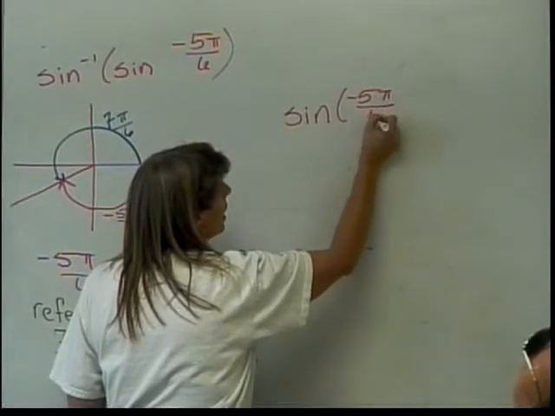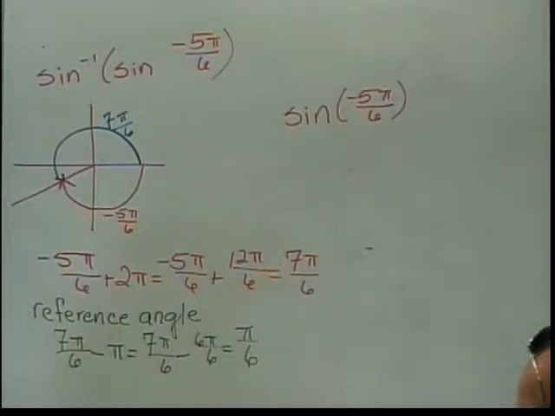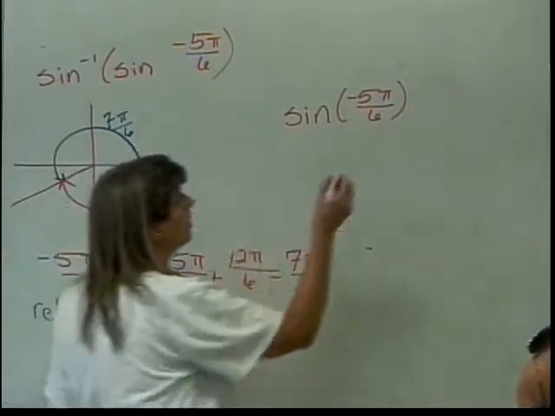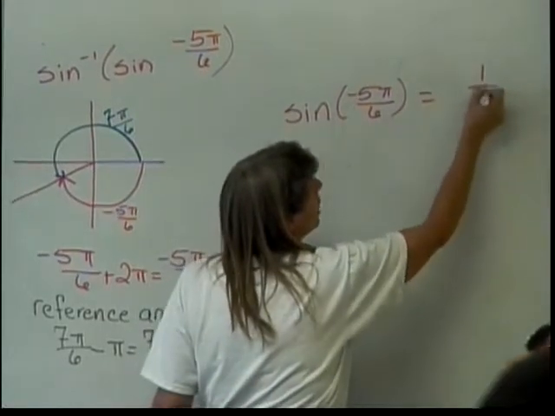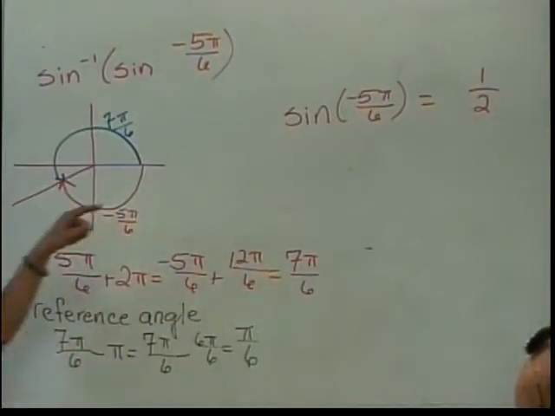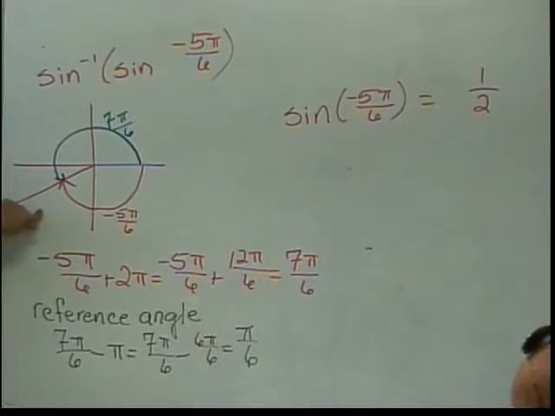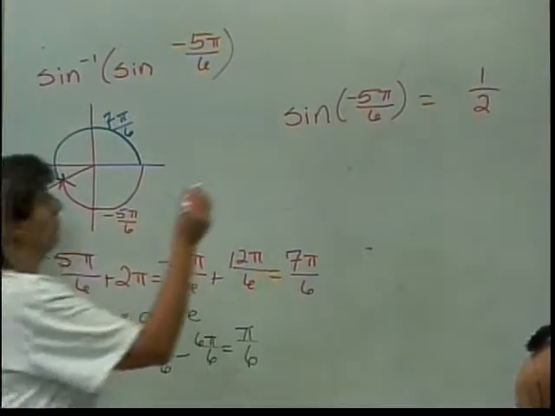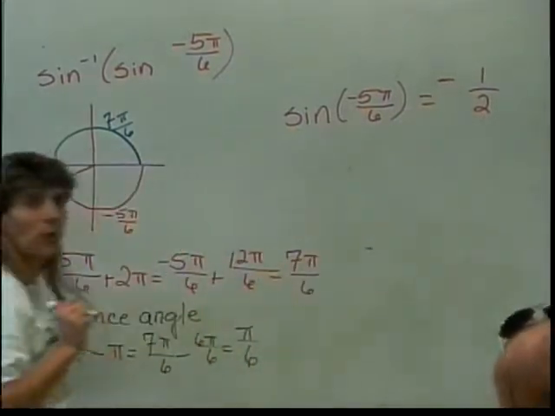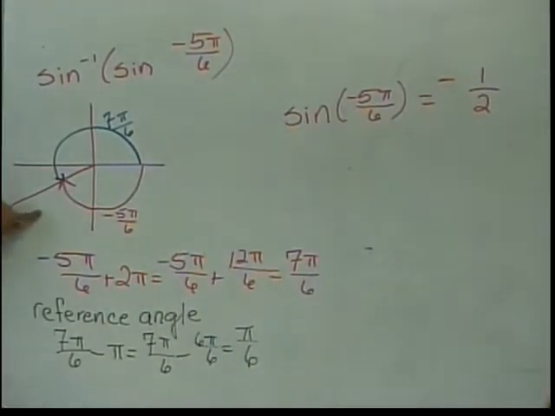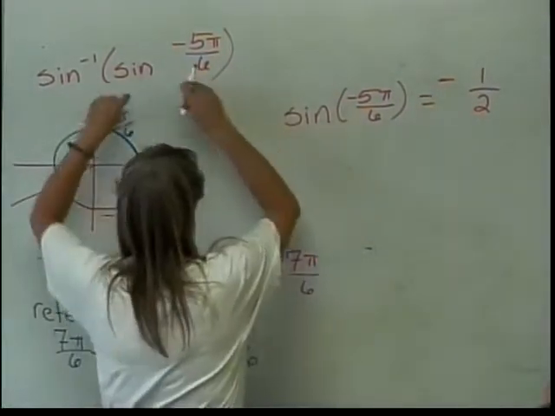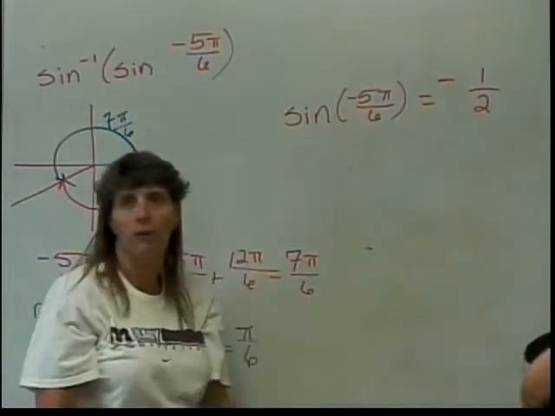What is the sine of pi over 6? One half. That one you should know. Now, since this angle is in quadrant 3, would that be positive or negative? Negative, because my sine and my cosine are both negative in quadrant 3. So that's this part right here. The inside, I know, is negative 1/2.